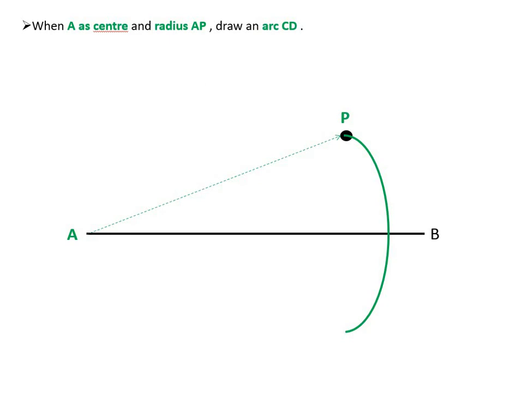With A as center and radius AP, draw an arc. I have taken this one as center and measured this point from A to P. What is the distance? And draw one arc like this. This arc will cut AB at some point. Let us see the next step.